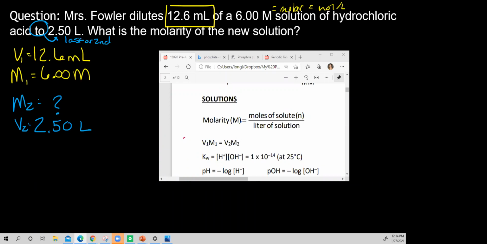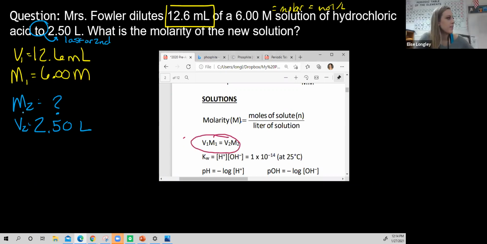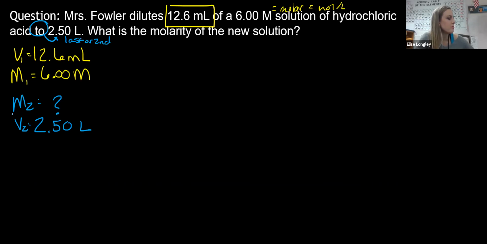We would use the V1 times M1 is equal to V2 times M2. Yes, because those are the variables we have here. All of our variables match.